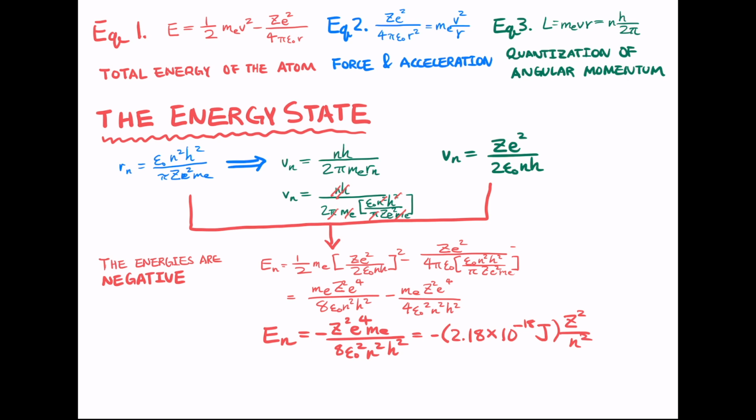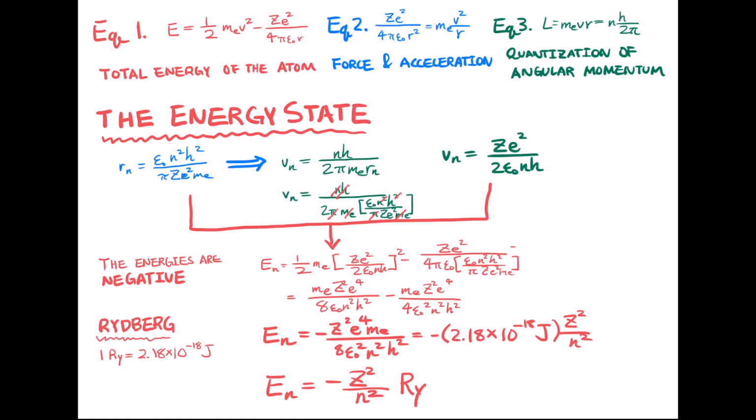We can simplify this equation by substituting the constants with the Rydberg unit, 1 Rydberg, which is equal to 2.18 times 10 to the negative 18 joules. Then the equation becomes E sub n is equal to minus z squared over n squared Rydberg.